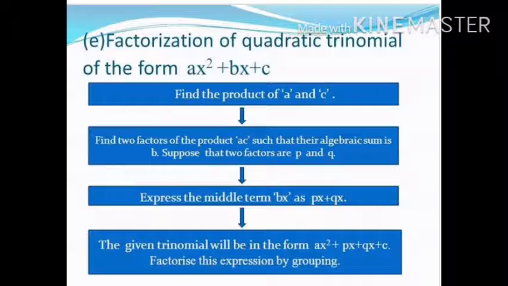Suppose the two factors are p and q. Express the middle term bx as px plus qx. The given trinomial will be in the form of ax square plus px plus qx plus c. Factorize this expression by grouping.